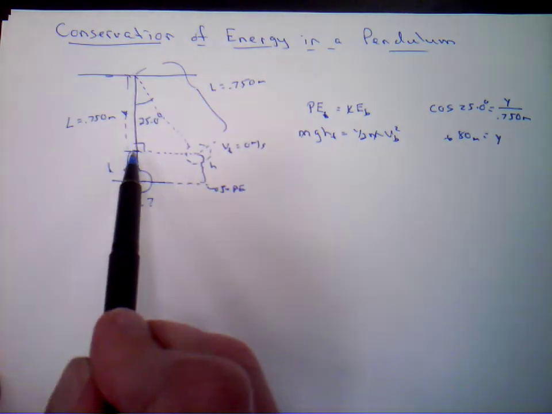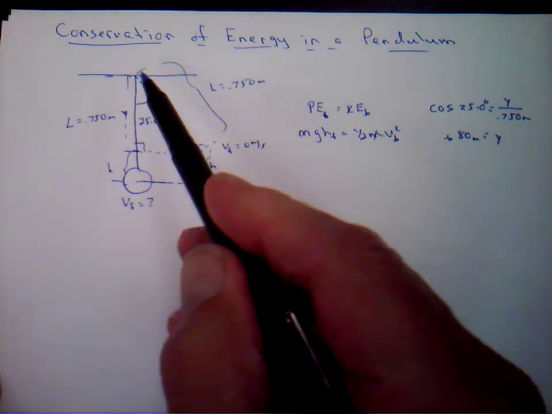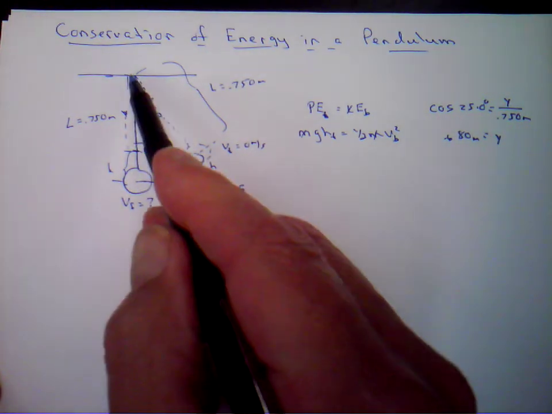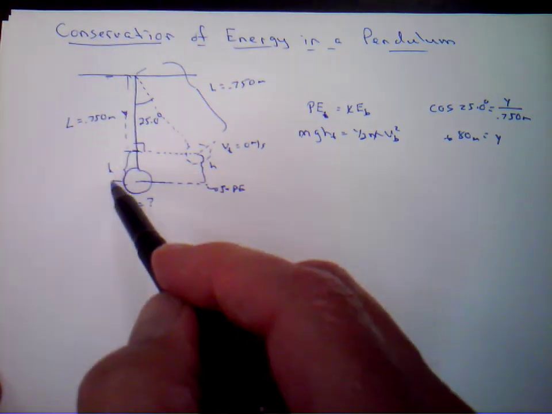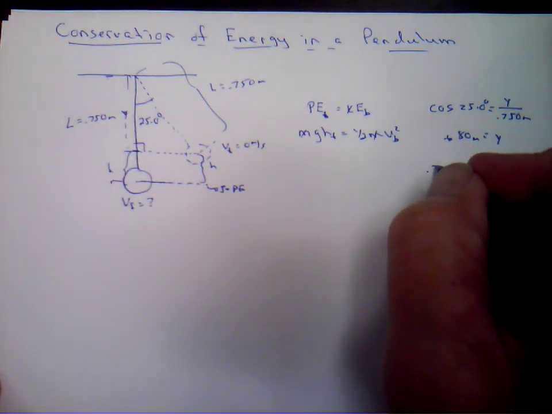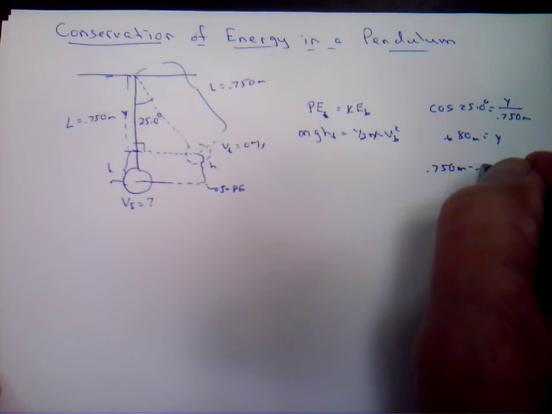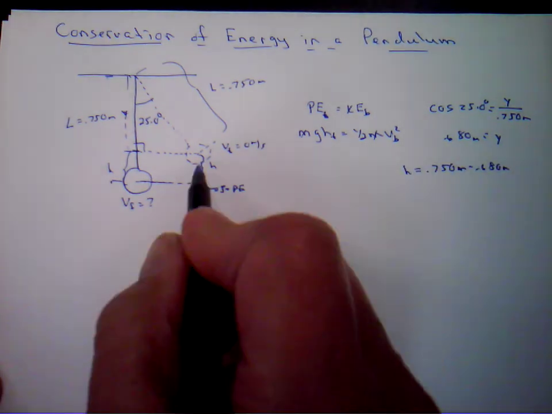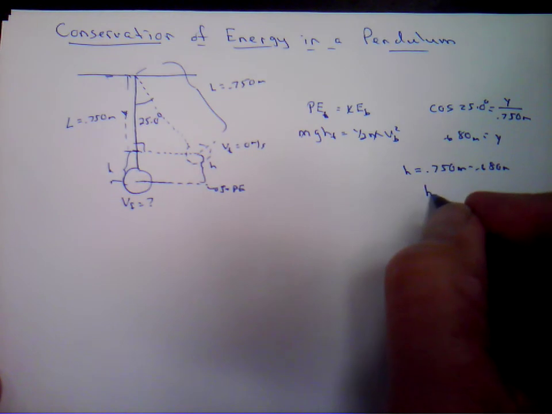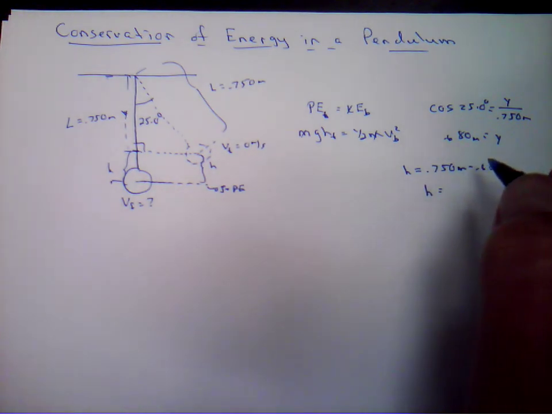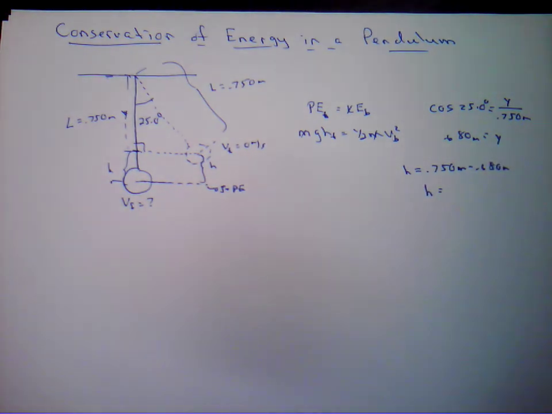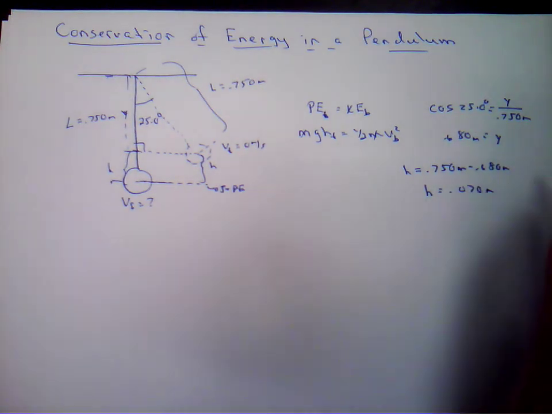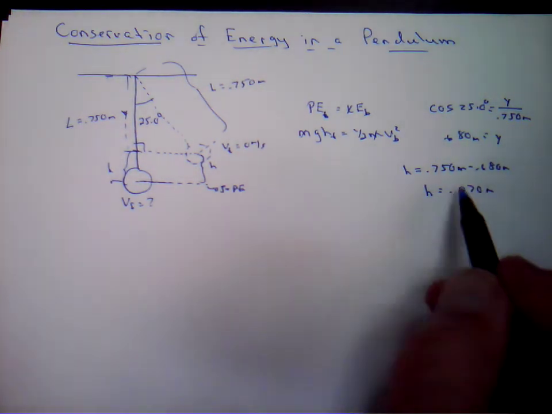But remember, we want this h. Well, this is y, this part of the length of the pendulum. We want this other part. So if we take the entire length of the pendulum, 0.750 meters, minus 0.680 meters, that is equal to the height the pendulum fell from this point to this point. That height is going to be 0.070 meters. Right? So now we can put that in this equation.